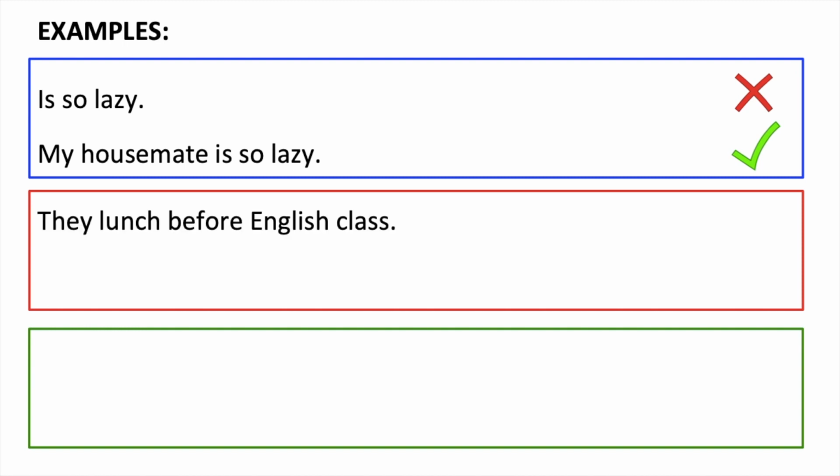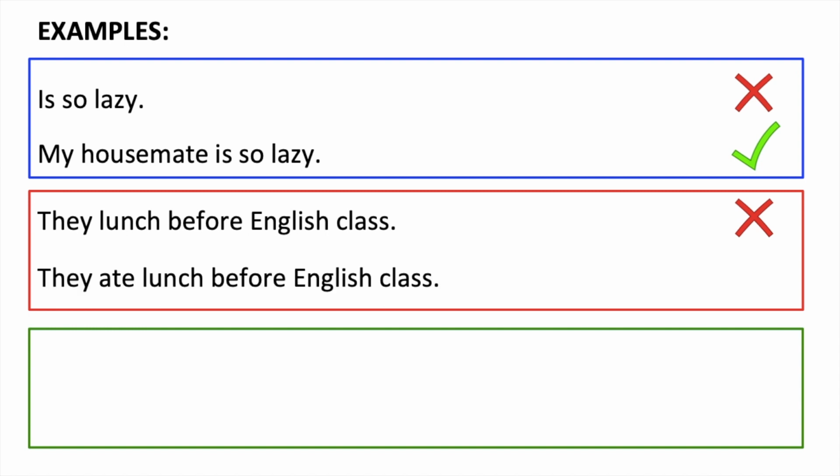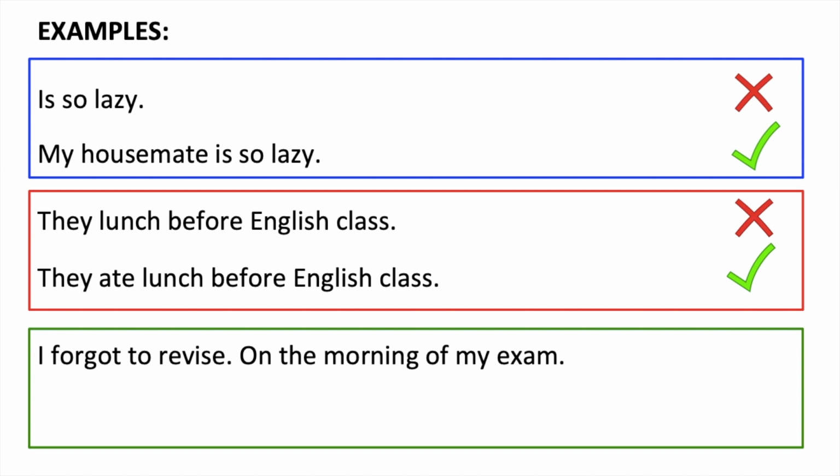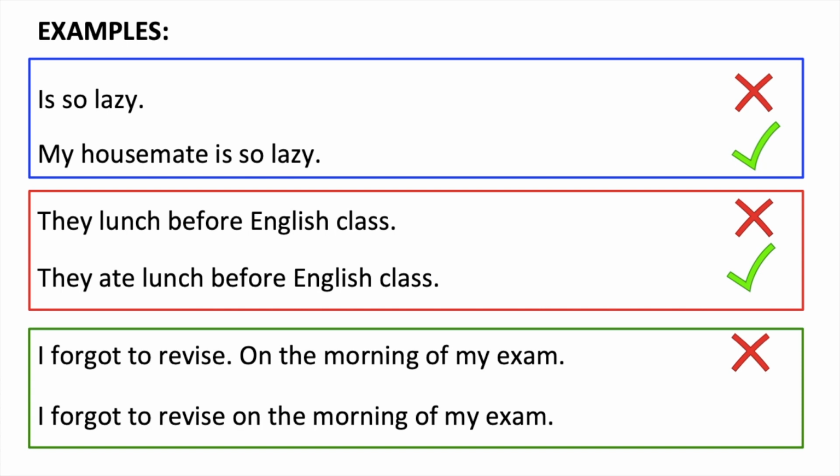They lunch before English class. This is incorrect because the verb is missing. What do they do with lunch? They ate lunch before English class. This is the correct version. I forgot to revise. On the morning of my exam. This is incorrect. On the morning of my exam is an incomplete sentence. Therefore, we must attach it to a nearby complete sentence. I forgot to revise on the morning of my exam. That is the correct version.